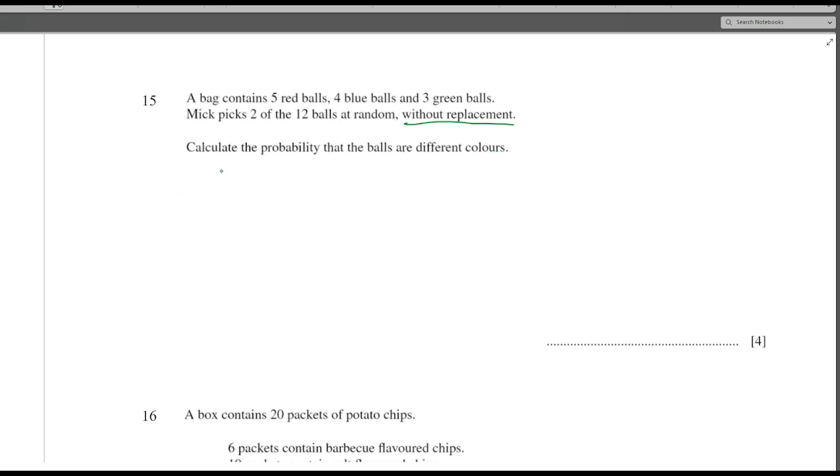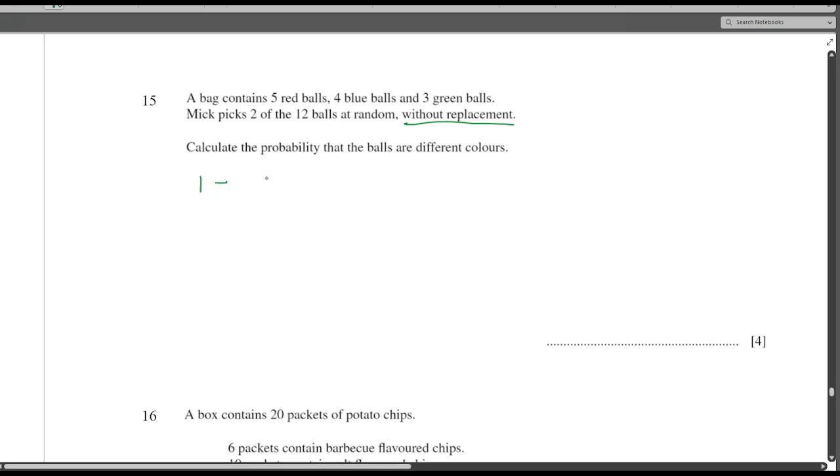Different colors means the balls are either red and blue, or blue and green, or red and green. Or what you can do is find the probability that the balls are of the same color and subtract it from 1. That will also give you the result, because balls of different colors are the complement of balls of the same color. So it is easy for me to find the probability of the same color, so I will do that. 1 minus, now for the same color, if it is red, it is 5 divided by 12 times 4 divided by 11.